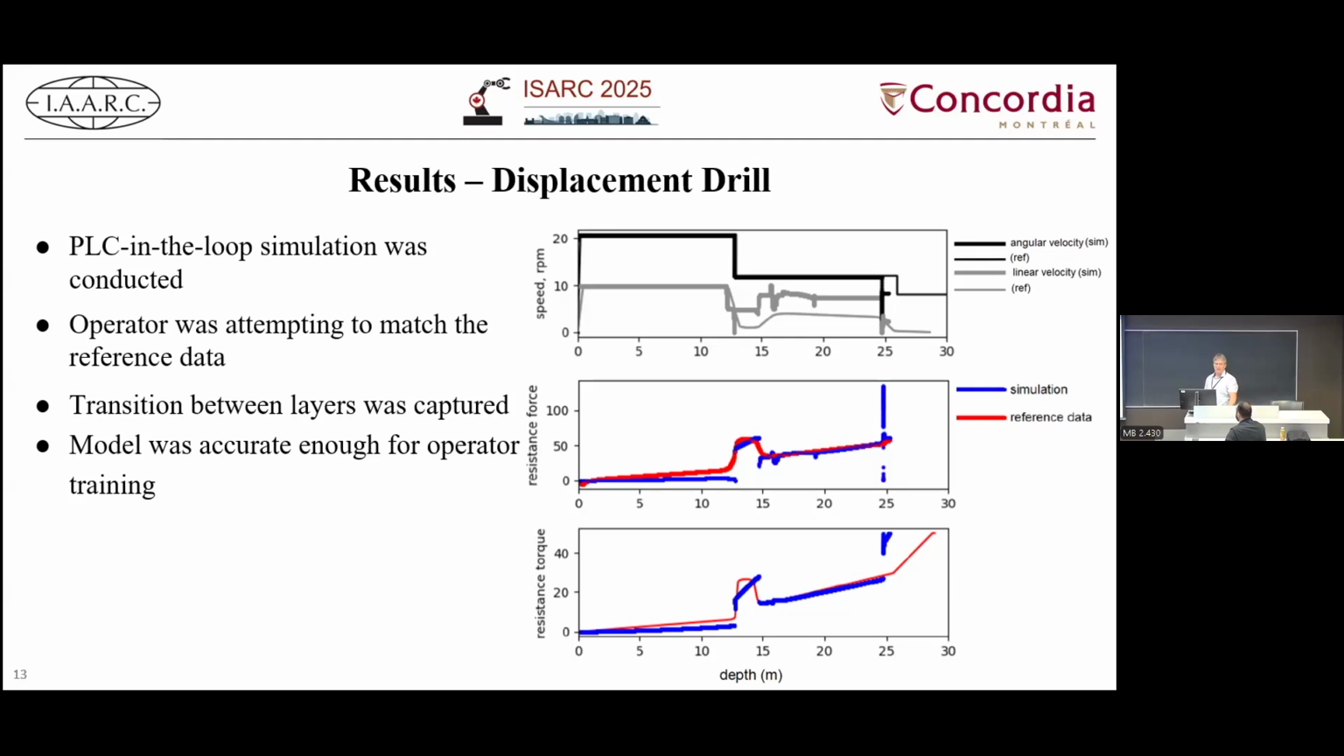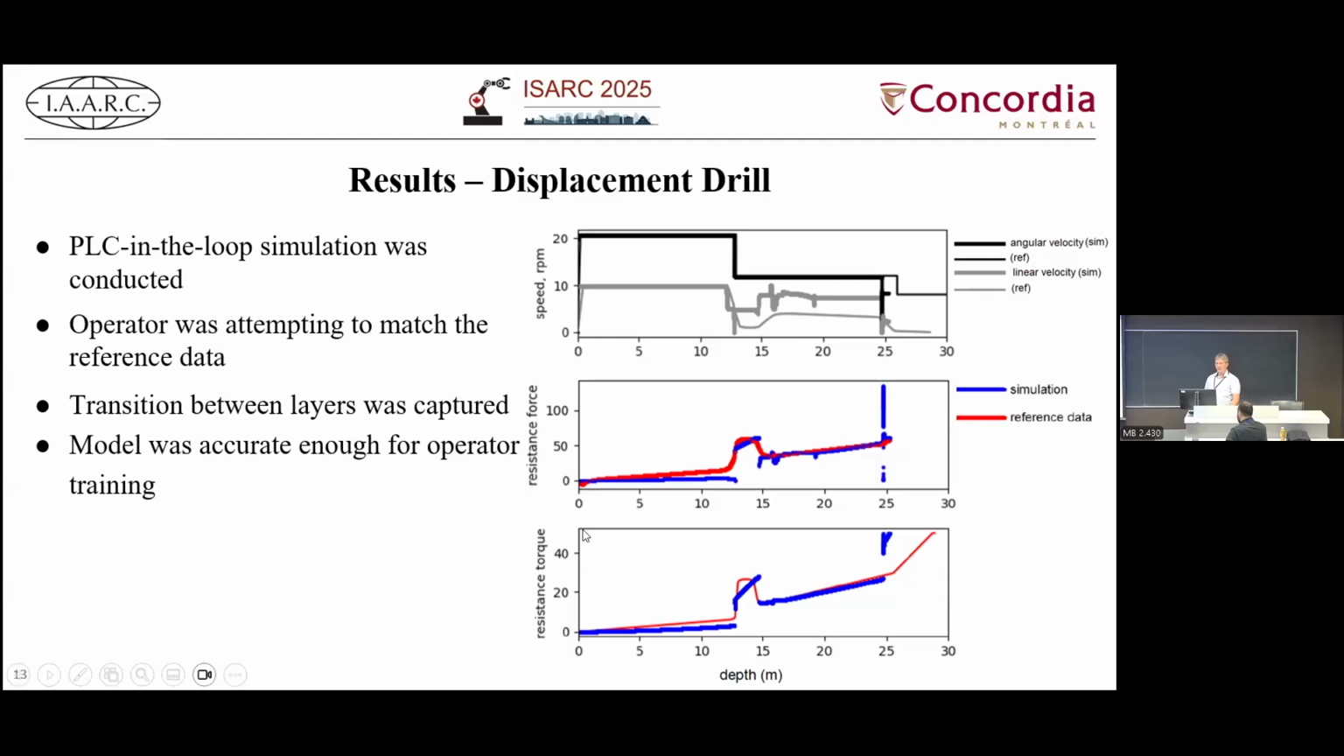So here what you can see is that the operator was attempting to match the reference data. The reference data here is the speed and RPM, so the vertical speed, the penetration speed of the auger, and the rotation speed of the auger. This is what the operator was trying to follow. And at the same time, the output here from the simulation is the resistance force and resistance torque.